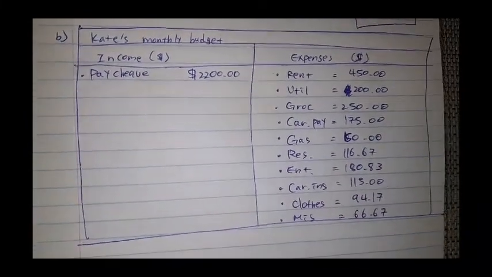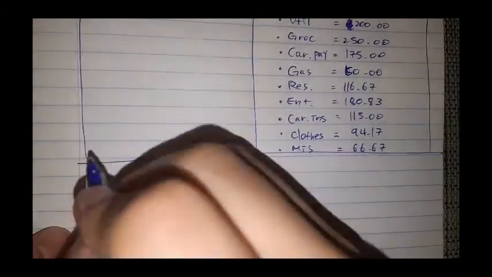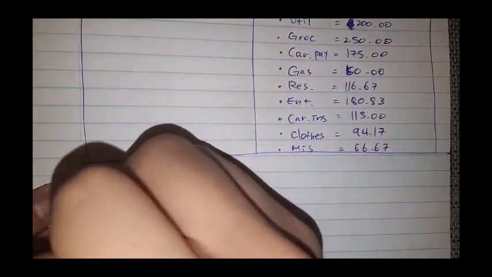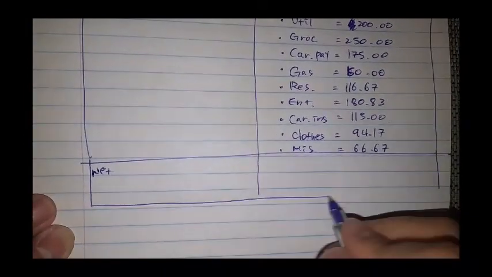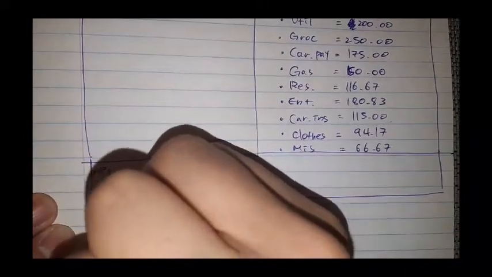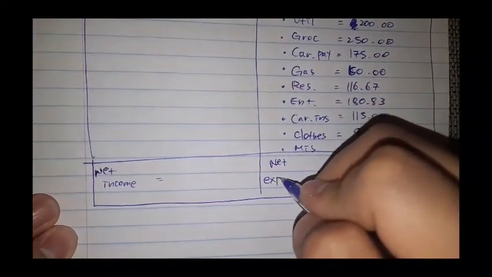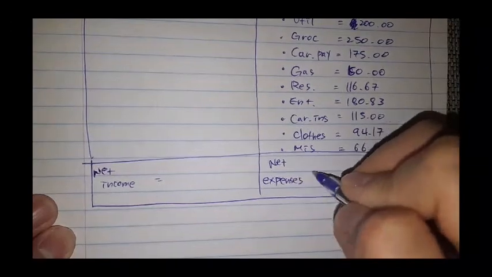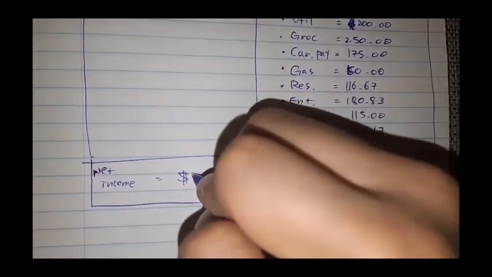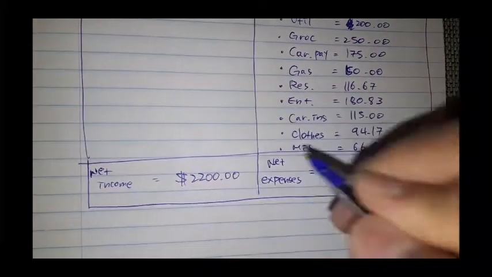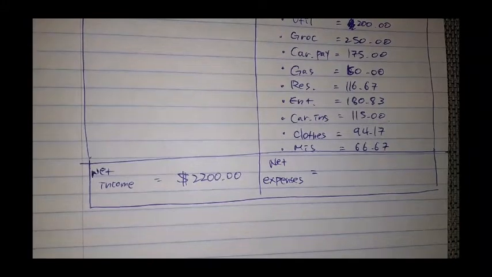As you may notice, it's not that hard to create. Now, some people put net at the bottom, which is perfectly fine. Net income, net expenses. Basically, it's addition of everything. Net income, you only have one. 2,200. Net expenses, now you need the calculator, add everything.